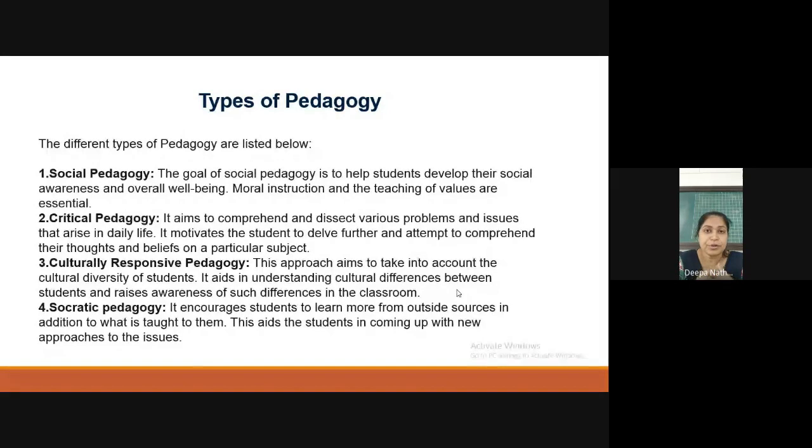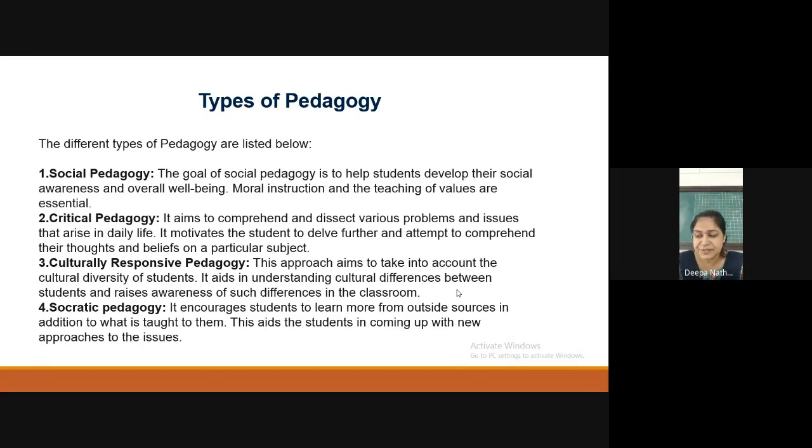This is the most important thing where I say critical pedagogy. It aims to dissect information and problems and issues that arise in daily lives, how to solve them, developing critical thinking and bringing it back to the solution for this. Third comes culturally responsive pedagogy.